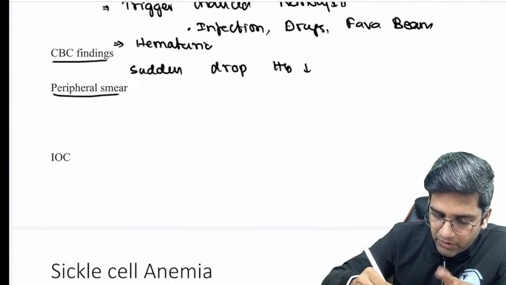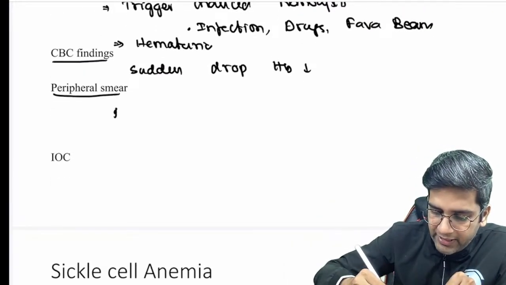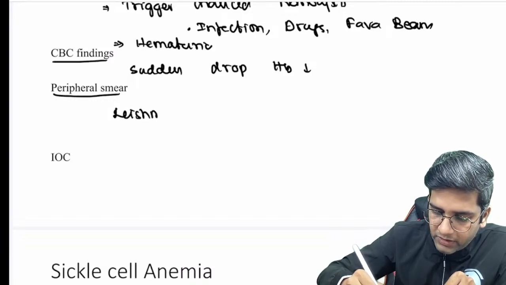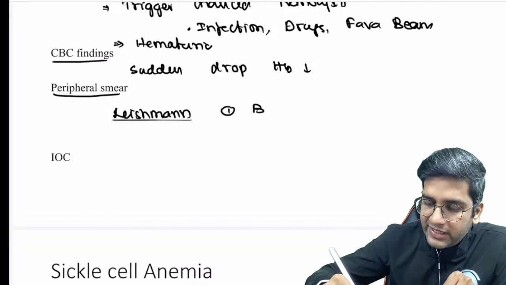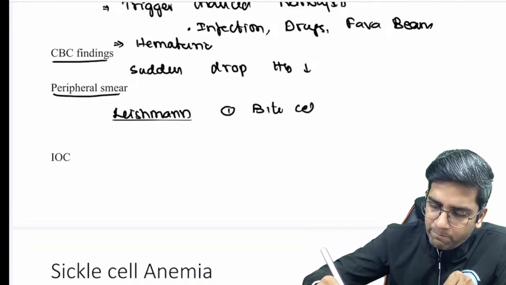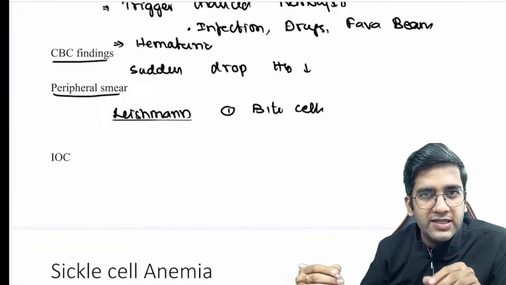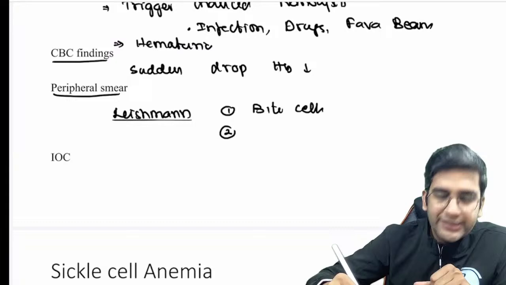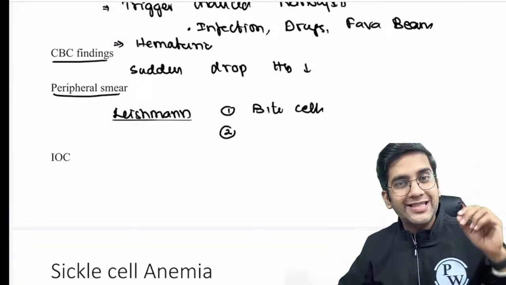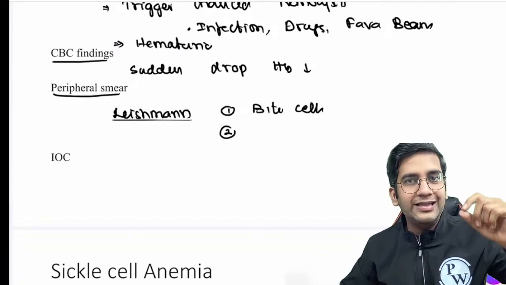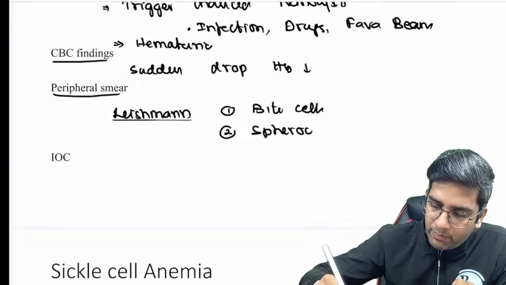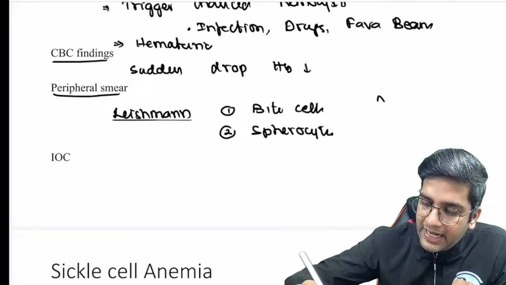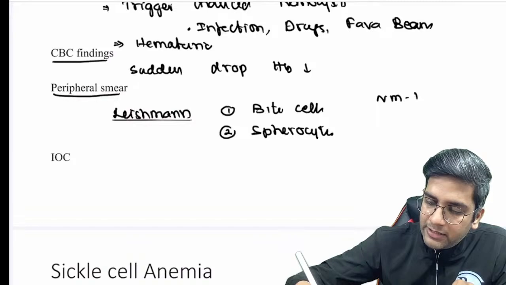Peripheral smear, 2 classical findings in Leishman stain. One, the most diagnostic finding here is bite cell. I'm sure we have read about bite cell a lot, right? Second, since it's reactive oxygen species damage, this can also damage the RBC subtly. This can also have spherocyte, right? So you'll have spherocytes as well as bite cells. That's classical.